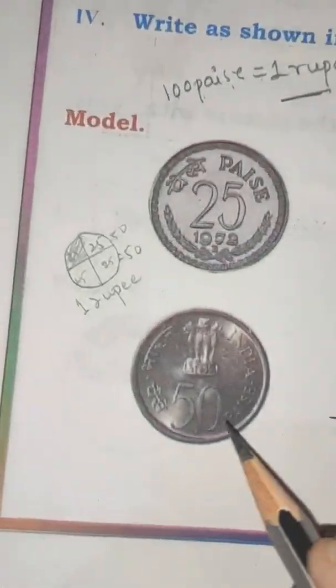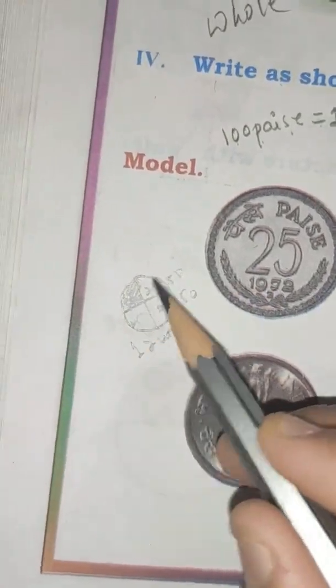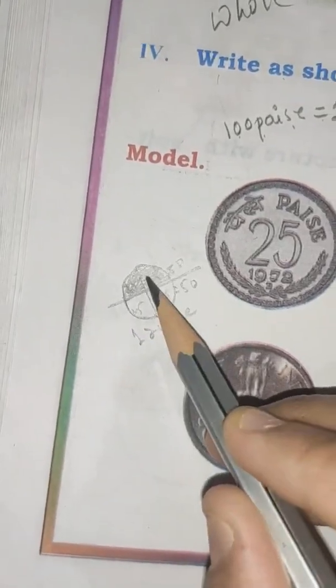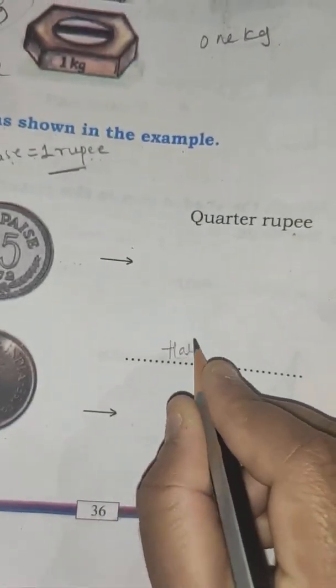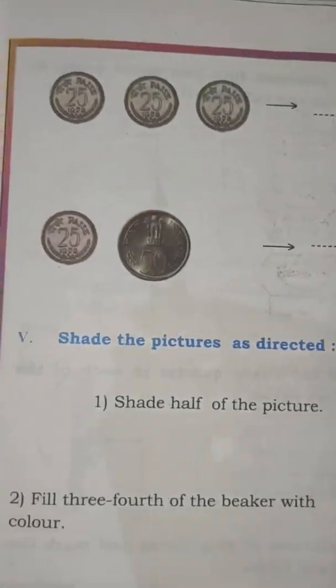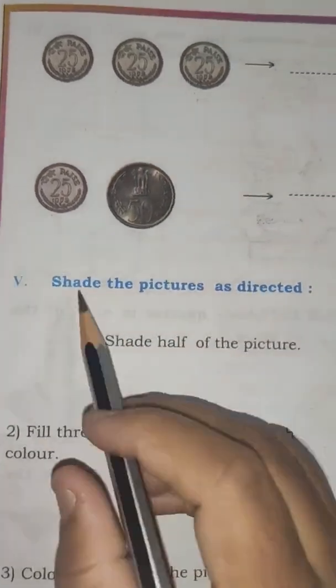In the same way here, this is 50 paise. So here 25 paise plus 25 paise will become 50 paise, means it will become half. This is half, isn't it? So half rupee. I will write here half rupee. Now come to the next page number 37. In the same way, children, try to do this by yourself. Now come to the next main.